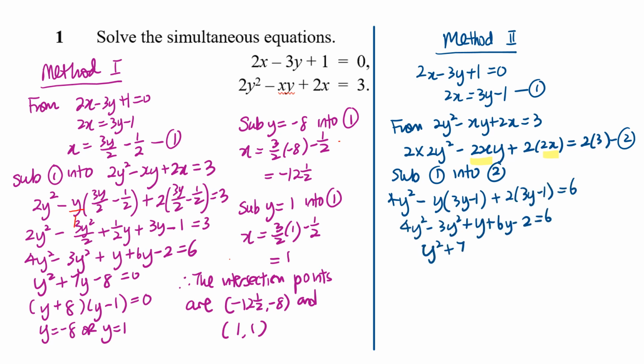Right, and you end up also getting a quadratic equation involving y, and you can reduce it to y squared plus 7y minus 8 equals 0. Factorize it.